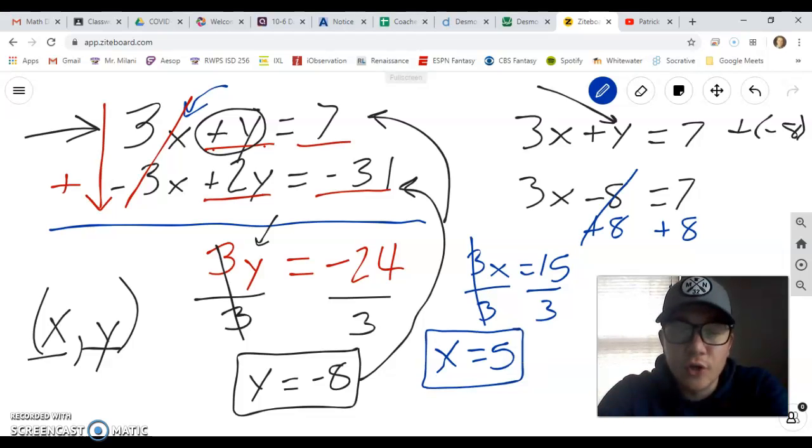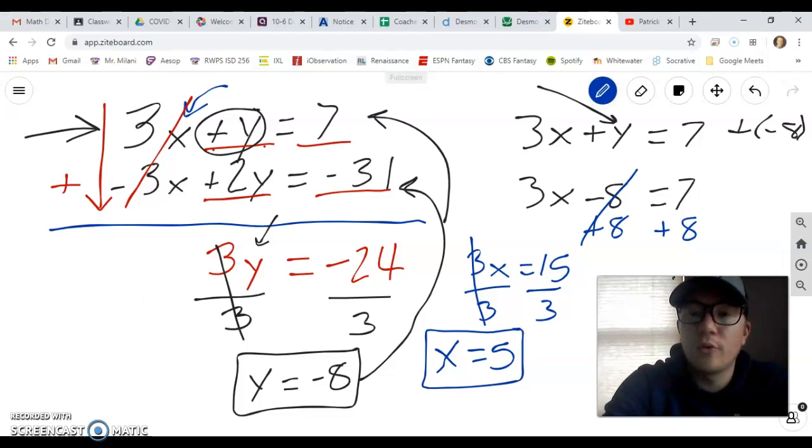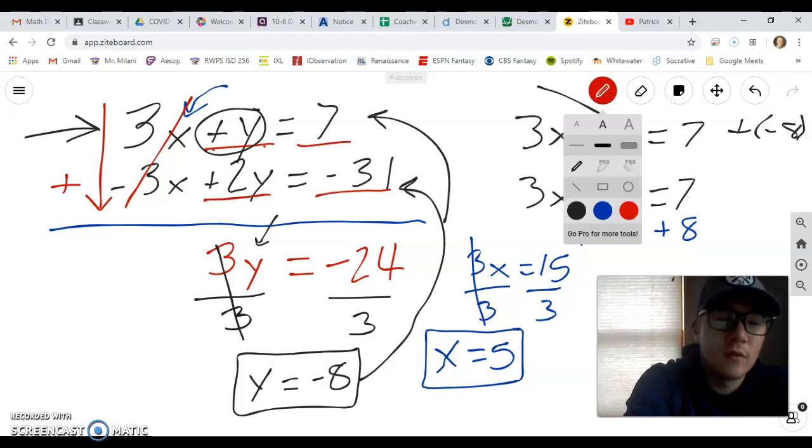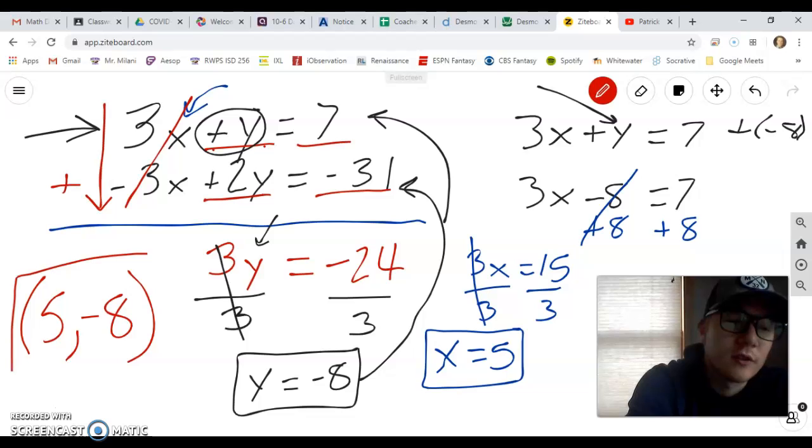So your answer, your solution, is going to be that ordered pair. Make sure your x comes first. 5, negative 8. That is the solution that works for the system.